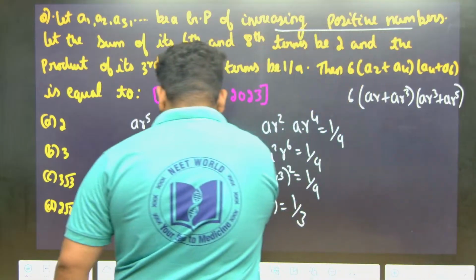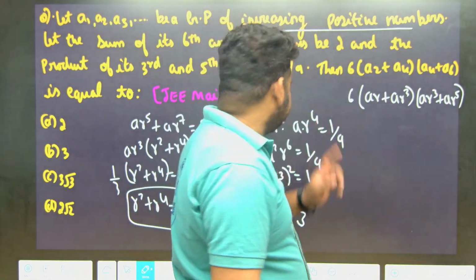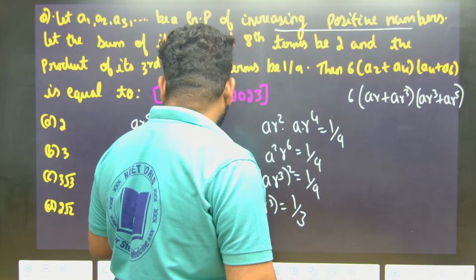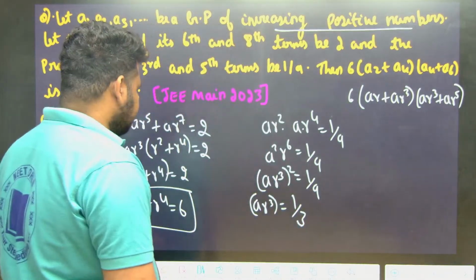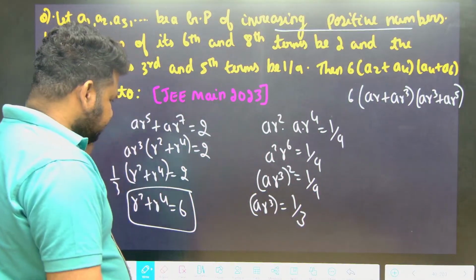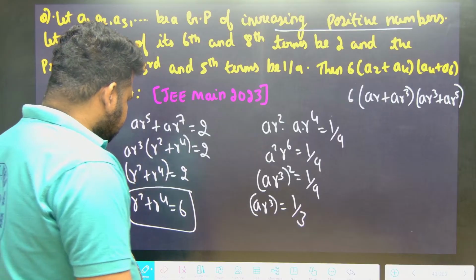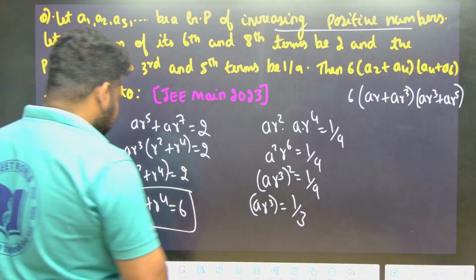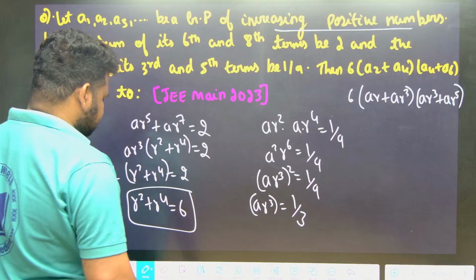What can we take common here? R square plus r power 4, I got it. Definitely I can find out r here. So this will be equal to what? R square plus r power 4 is equal to 6.